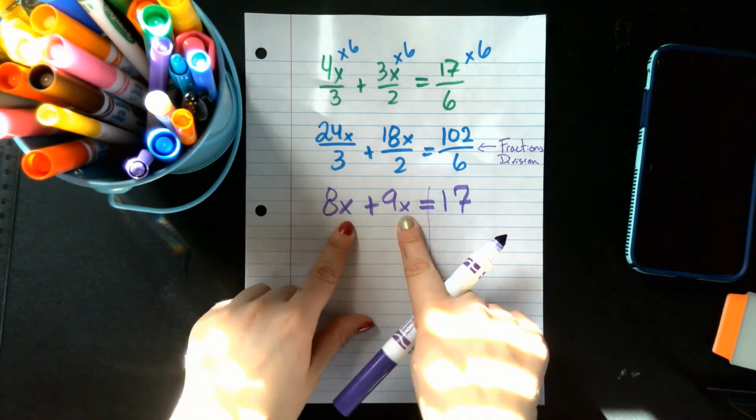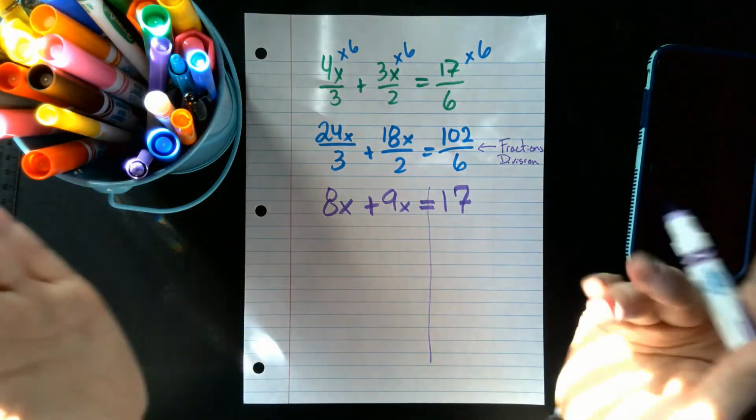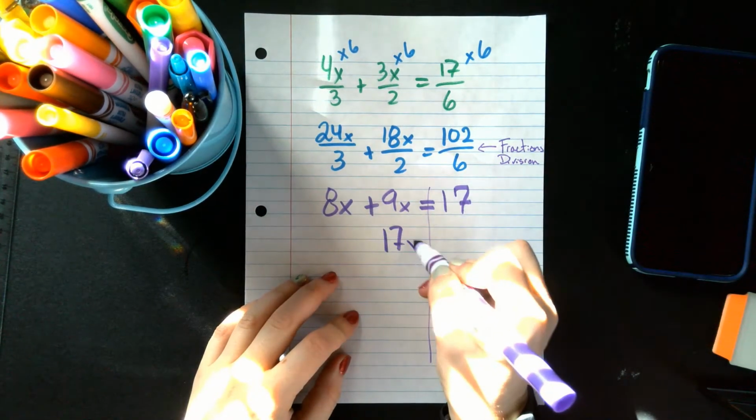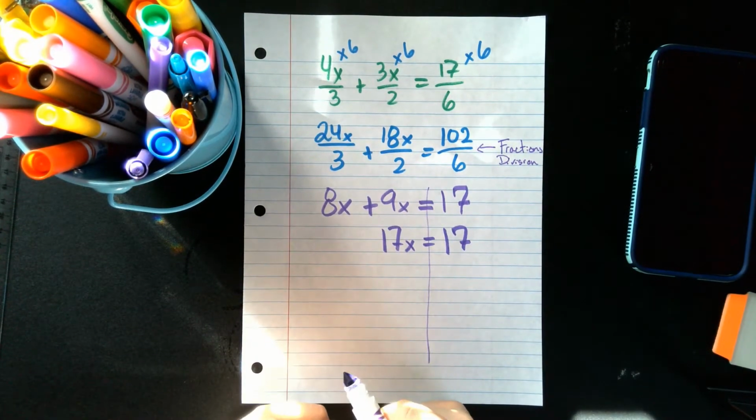100%. I have 2 sets of x's. I have 8 x's and 9 x's, so if I add those together, I should have 17 x's. Which leaves me with 17x equals 17x.